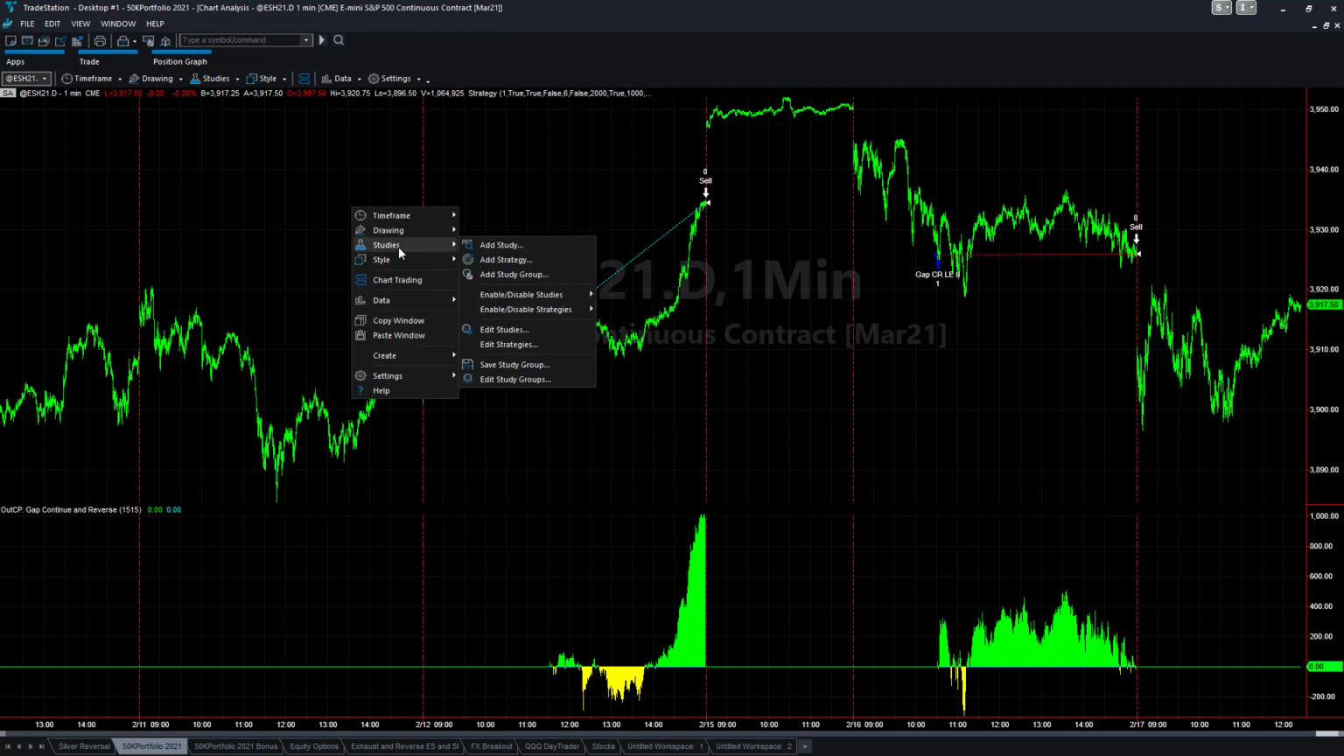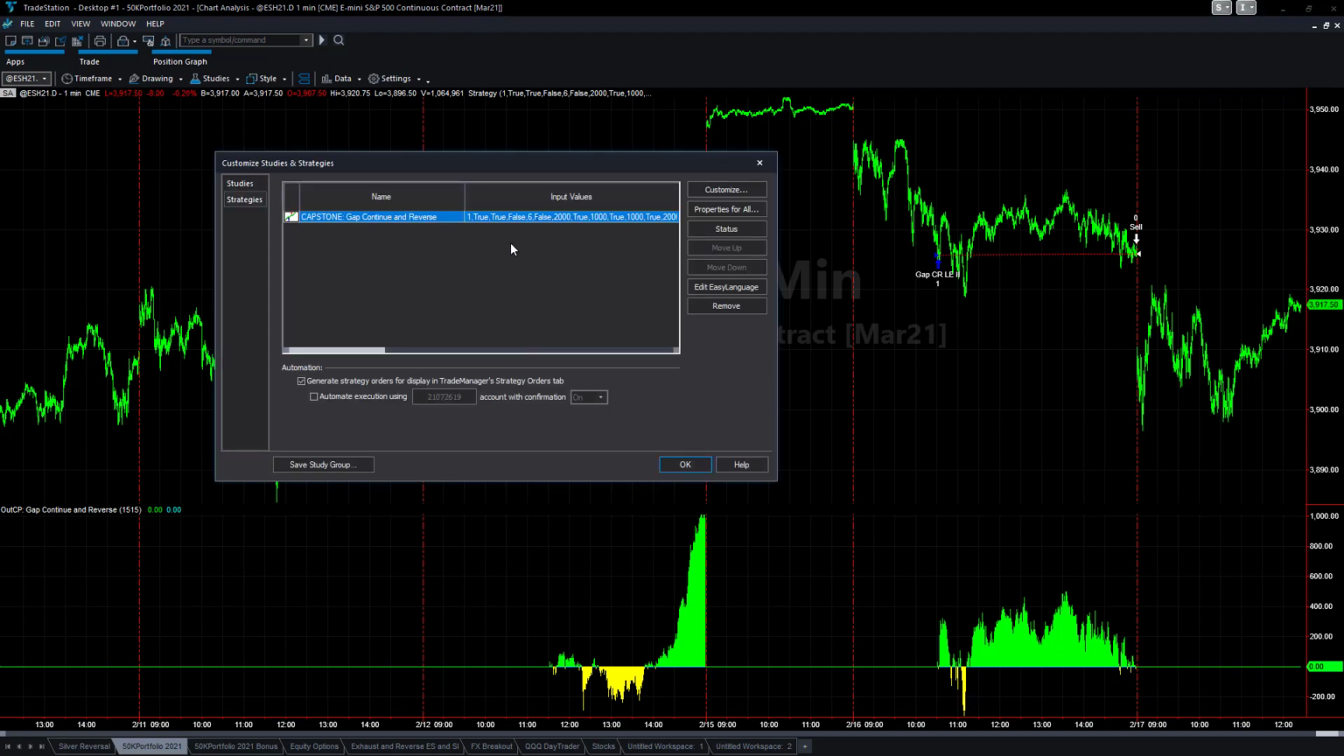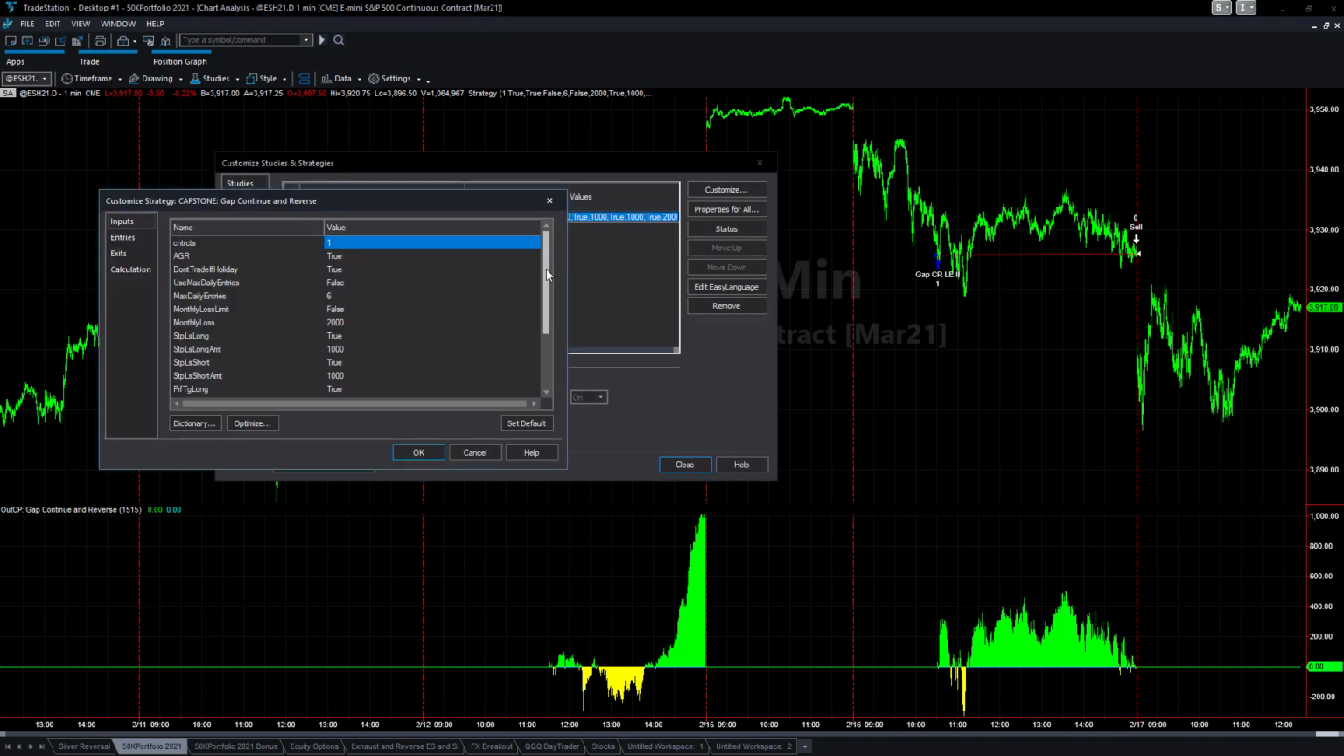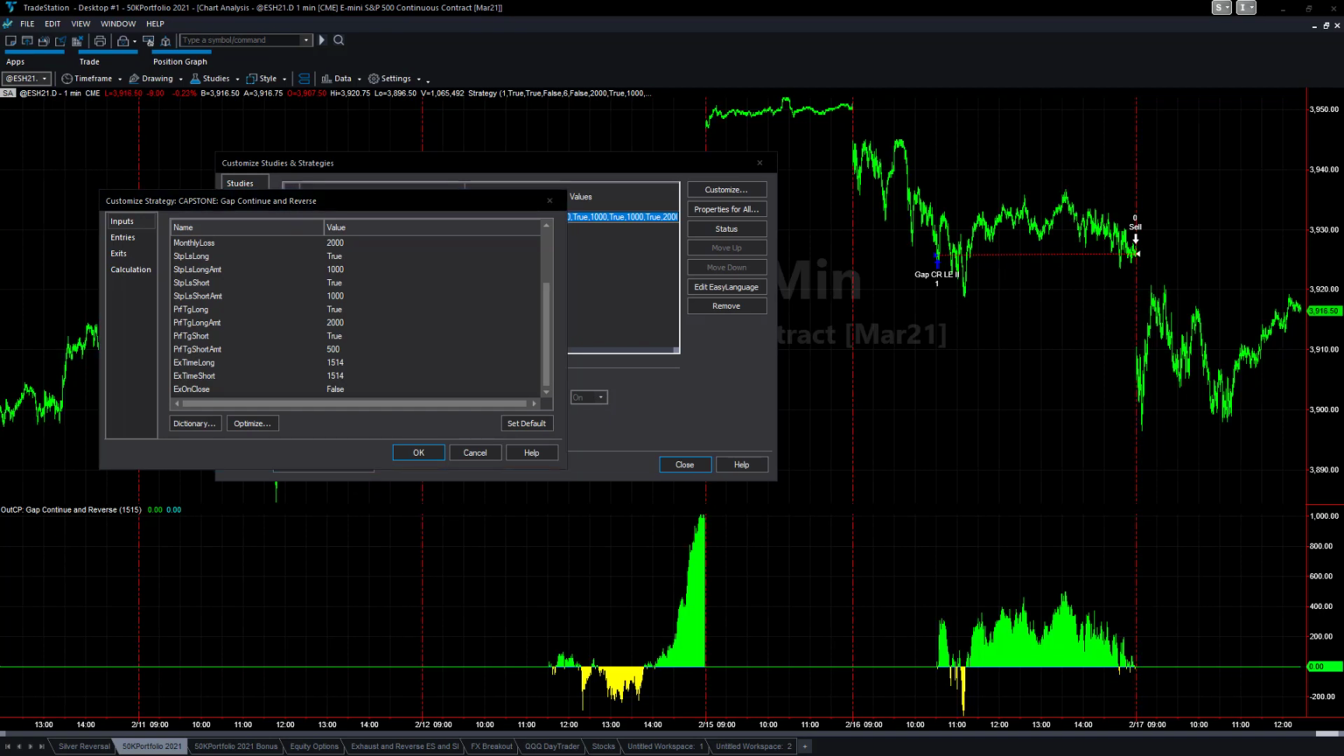And so let's right click, studies, edit strategies, and you see here it will take entries. It doesn't have the time-based inputs for entries. That is in the code. This one is hard-coded to take long trades between 10 a.m. and 1:45 p.m. Central Standard Time. So it has about a 3-hour and 45-minute window.